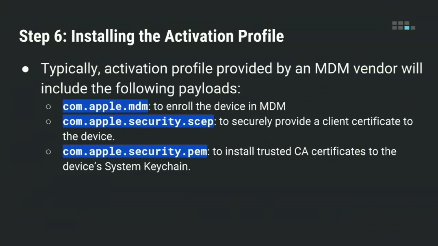So typically, an activation profile, so a DEP-delivered config profile, will include, if provided by an MDM vendor, 3 payloads. Now, the top one is expected, com.apple.mdm, and this contains the settings necessary to enroll the device in mobile device management with the MDM vendor. But you can also include other payloads, such as SCEP, to securely provide a client certificate to the device, or PEM, in the case where you would want to install a trusted CA certificate to the system's keychain.